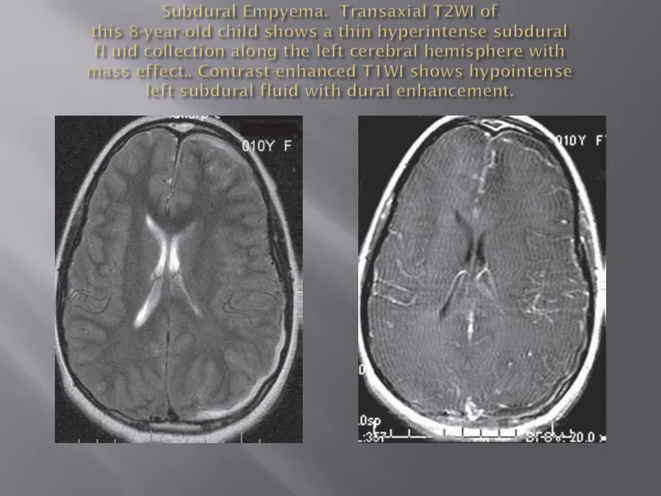Subdural empyema: the transaxial T2-weighted image of this 8-year-old child shows a thin layer of hyperintense subdural fluid collection along the left cerebral hemisphere with mass effect. After contrast enhancement, T1 shows hypointense left subdural fluid with dural attachment enhancement.